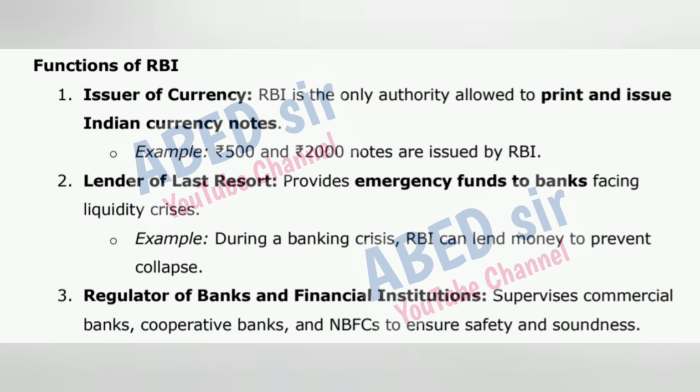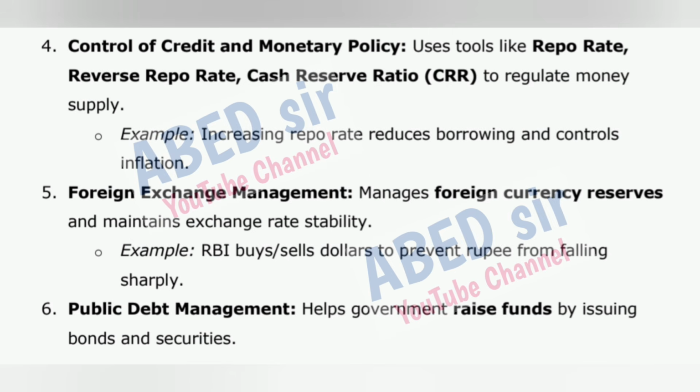3. Regulator of banks and financial institutions, supervises commercial banks, cooperative banks, and NBFCs to ensure safety and soundness. 4. Control of credit and monetary policy, uses tools like repo rate, reverse repo rate, cash reserve ratio, CRR, to regulate money supply. For example, increasing repo rate reduces borrowing and controls inflation.